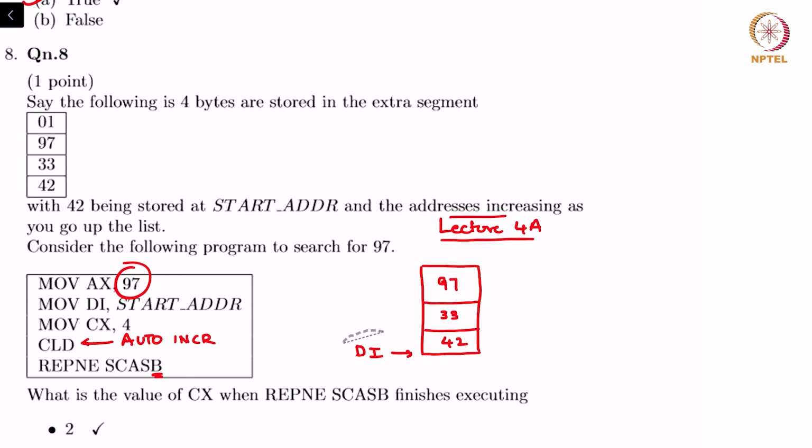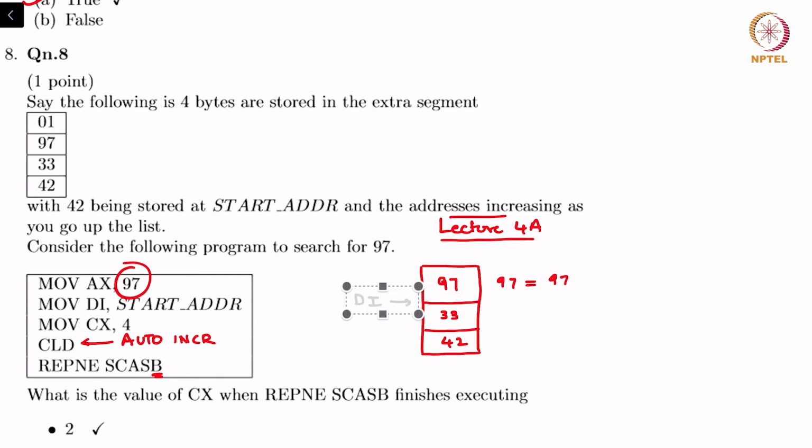So what happens is after the comparison, DI is auto incremented because of the clear direction flag, and now the next comparison happens. 33 is not equal to 97 and DI is auto incremented, right? And then the final comparison happens where 97 is found, right? So 97, which is the value at this index, is equal to the AL value of 97.